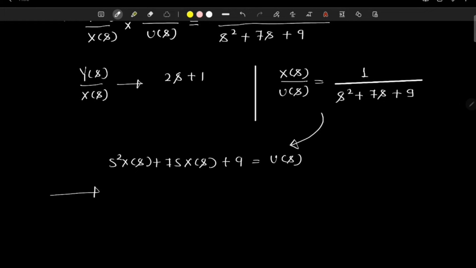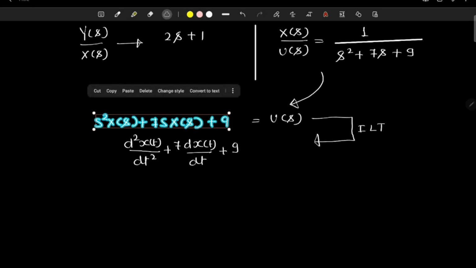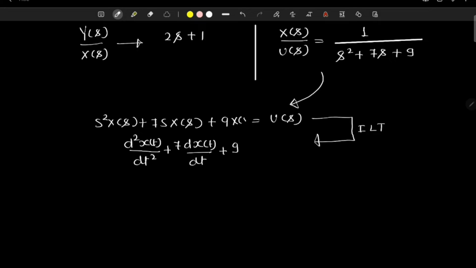So what will be the inverse Laplace transformation of this equation? It is d square x of t by dt square plus 7 dx of t by dt plus 9x of t is equal to u of t, because I need to multiply x of s in all the terms.